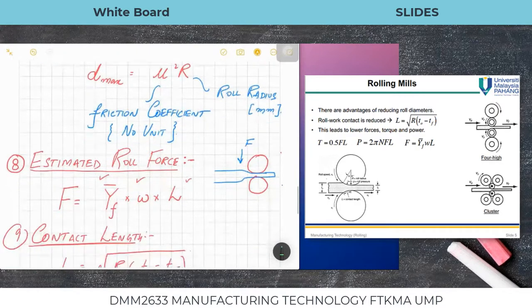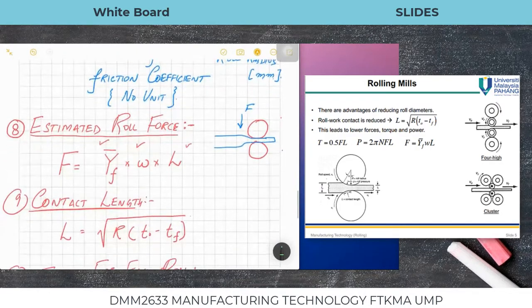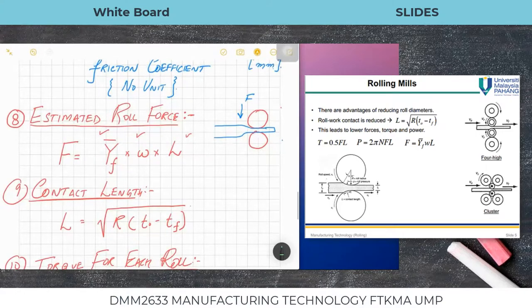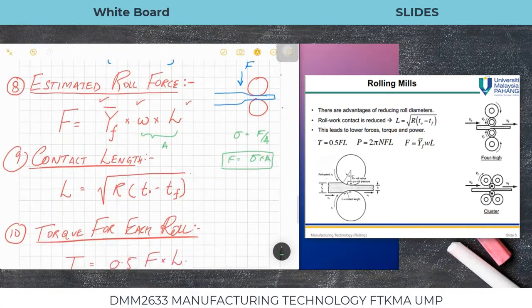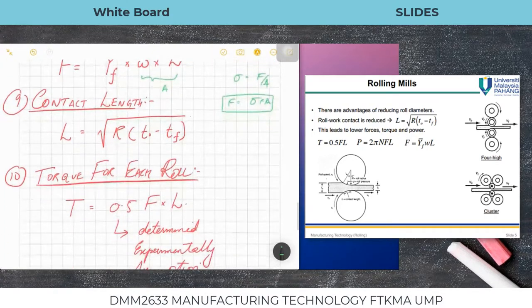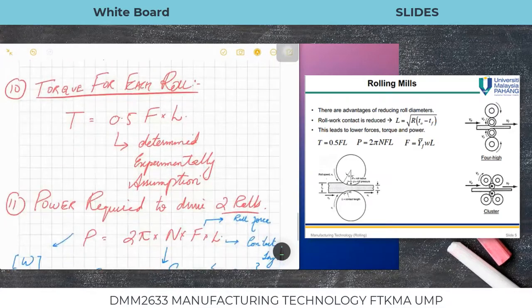Later on, we went through the amount of force that the roll applies. So how to calculate this force? Force equals the amount of stress multiplied by the area. Stress is equal to force per unit area, so force is equal to stress multiplied by area. This is how we got this formula. Then we have the contact length. Then we went to the torque and then we went to the power.